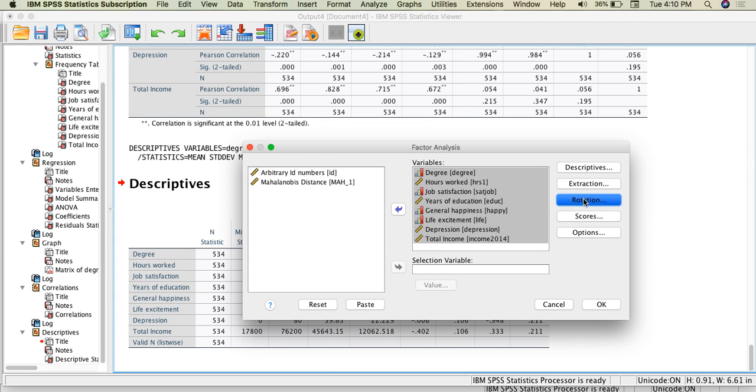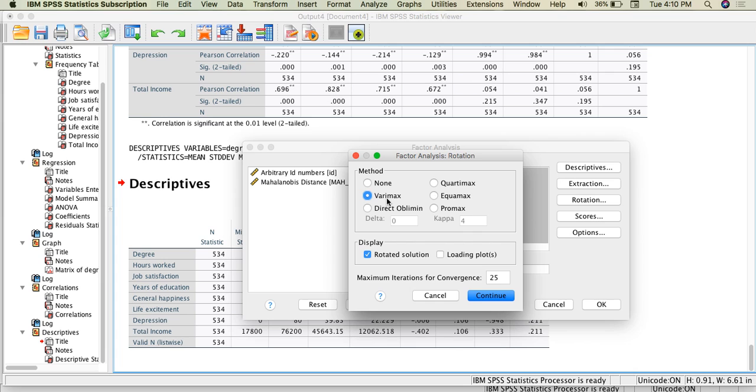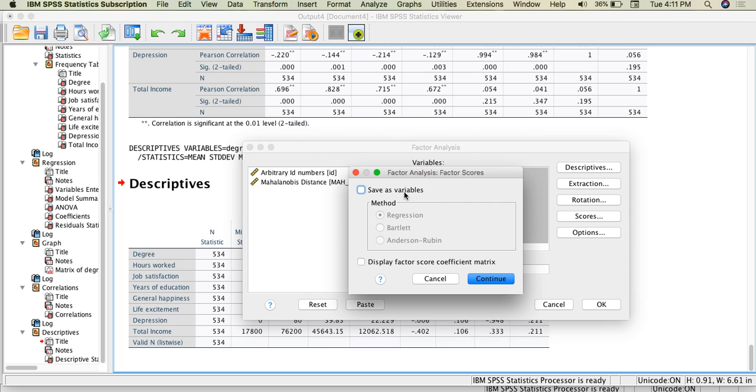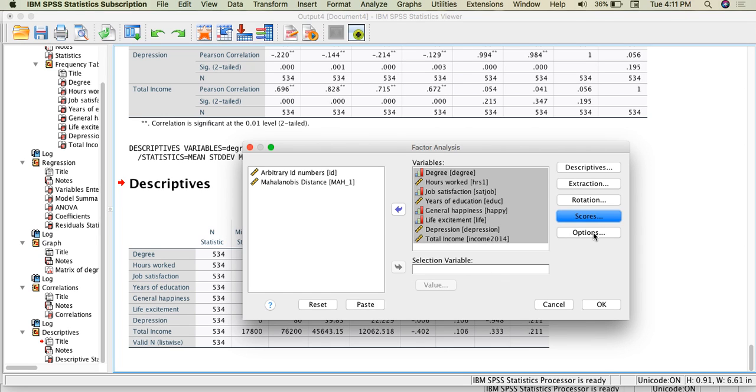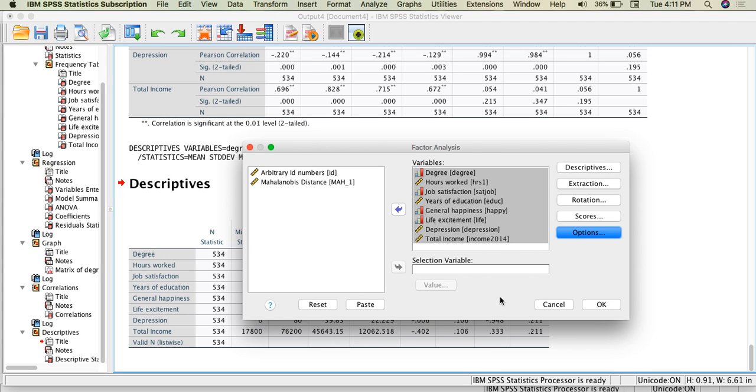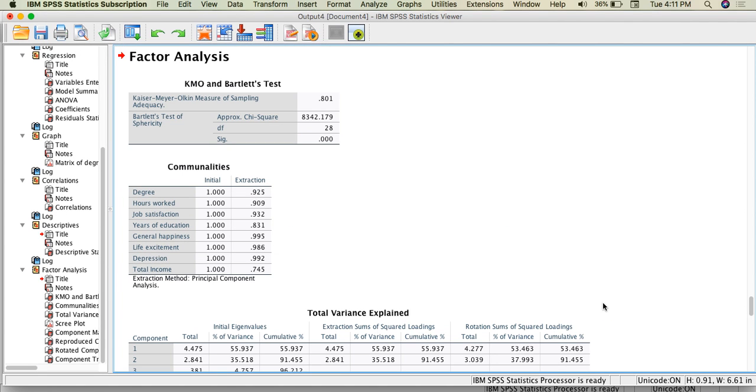Then under rotation, you pretty much always do a Varimax rotation, and we're going to ask it to give us that. Under scores, you can save them as variables. That's kind of common, although we're actually not even going to mess around with that. And then it will make your life so much easier later if you sort by size right here. Okay, so that's all the things. We're following along with what the textbook tells us to do. We have officially run our factor analysis.